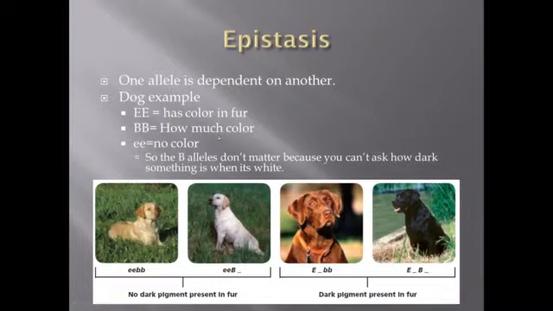However, the B allele determines how dark your coat is going to be. If you have both little b's, then you are going to be a brown dog like this. If you have a big B though, you're going to have a black coat. Now, if you notice here, this dog even has a big B, but he has white fur. That white fur, even though he has the big B allele, is because he does not have the big E allele to give him the ability to have pigment in his fur. So that's epistasis. So basically, one allele depends upon another allele.